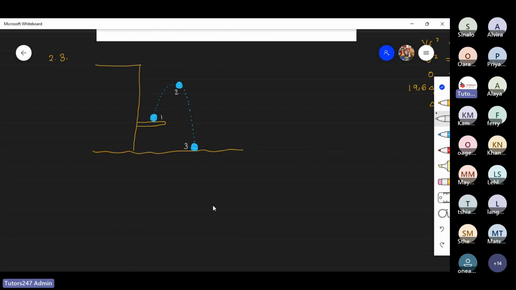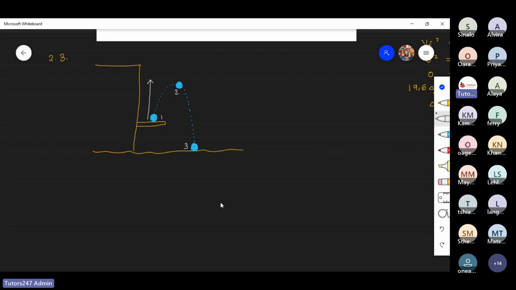So from point number 1 to point number 2, our displacement is positive. Why? Because our object moved from a lower height to a higher height, or it moved in an upwards direction. So our displacement is going up. So I'm going to use a vector to explain that. So we have this vector. This vector goes from 1 to 2.